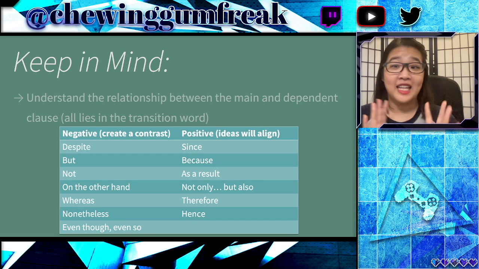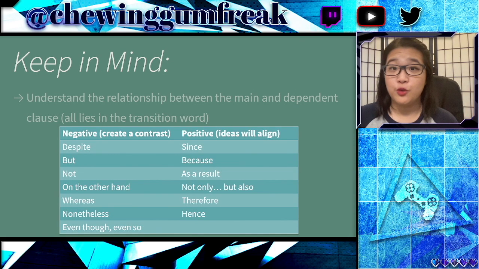So hopefully that gives you an idea of how to use these transition words and what they actually look like in context.